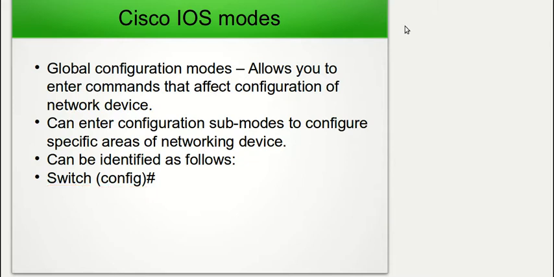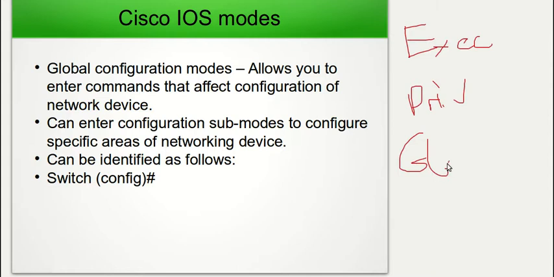So just to draw it out for you, we start off in exec mode when we log into our device. When we access our device, we begin in exec mode. Then we move to privilege exec mode. And then from privilege exec mode, we can move into global configuration mode. I'll show you how we can move between the different modes in the next slide or the slide after. The point I'm trying to make here is there are different modes of configuration on a Cisco device.